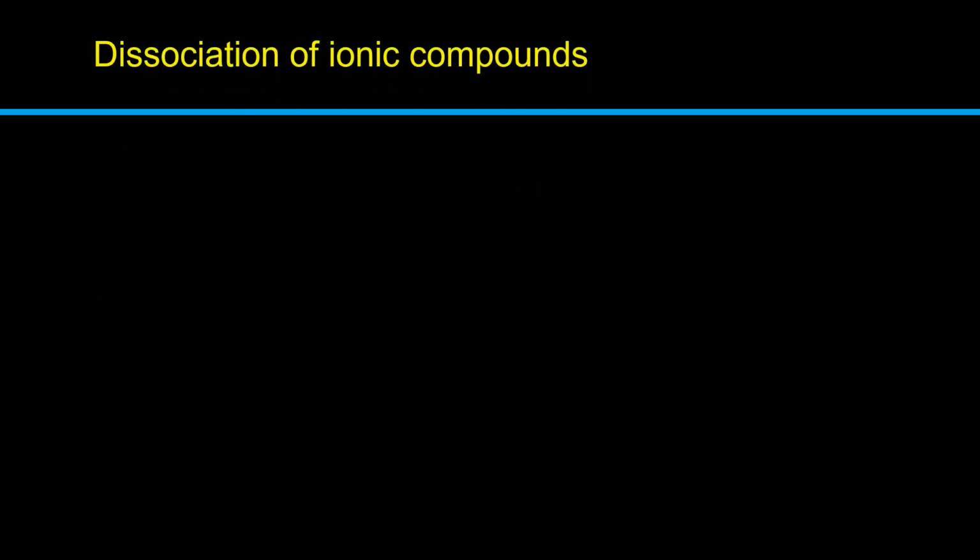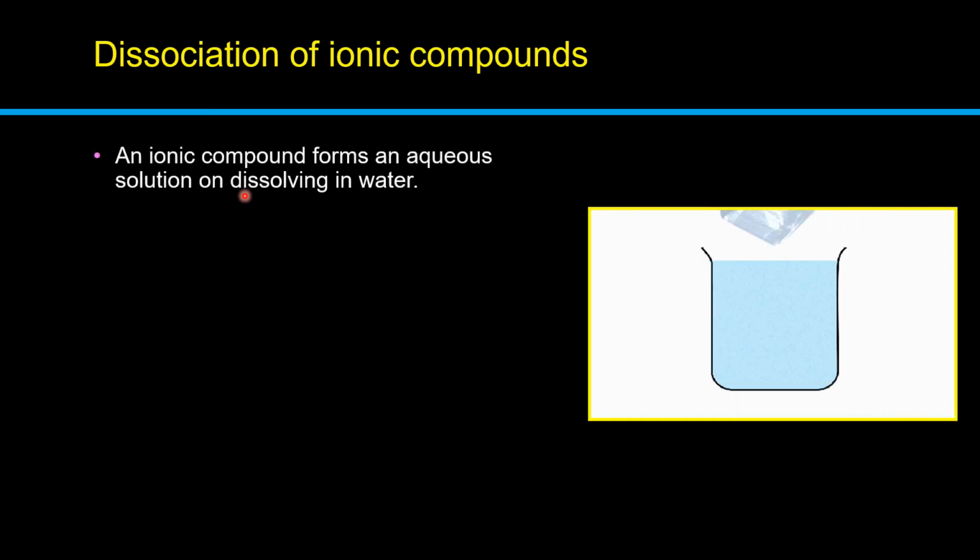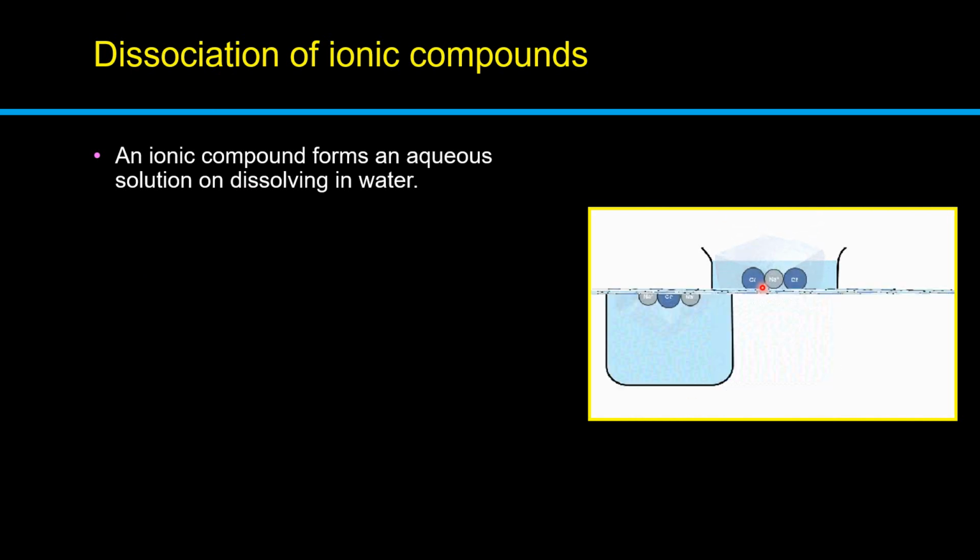Let us learn about the dissociation of ionic compounds. Children, what is meant by the word dissociation? It is the opposite of association. We can say it is breaking up. The ionic compound forms an aqueous solution on dissolving in water.